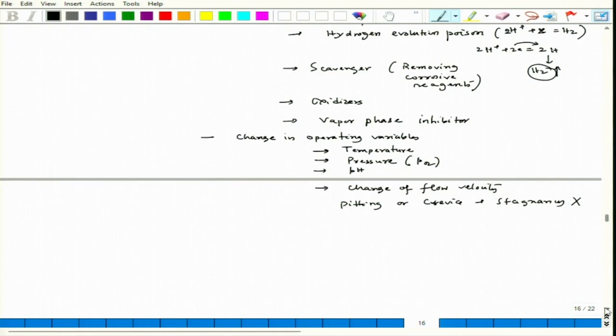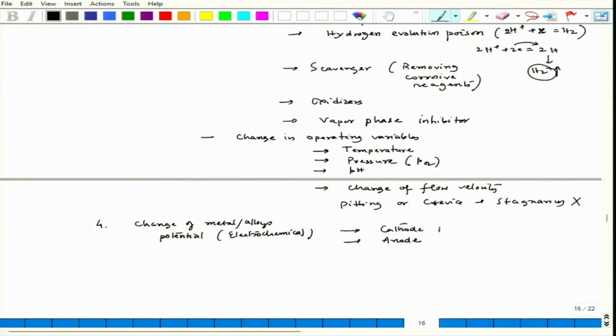Now, if we talk about atmosphere, we have more about it, but let us concentrate on these factors. Then fourth, this is interesting, is change of metal or alloy potential. So, when we talk about potential, we are talking about electrochemical potential. When we talk about electrochemical potential, either a metal surface can be made into a cathode or it can be made into an anode. When we make it cathode, there could be cathodic protection. There could also be anodic protection.